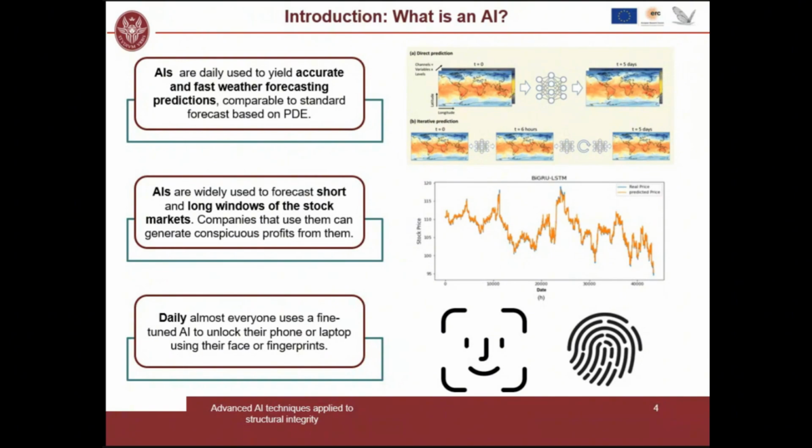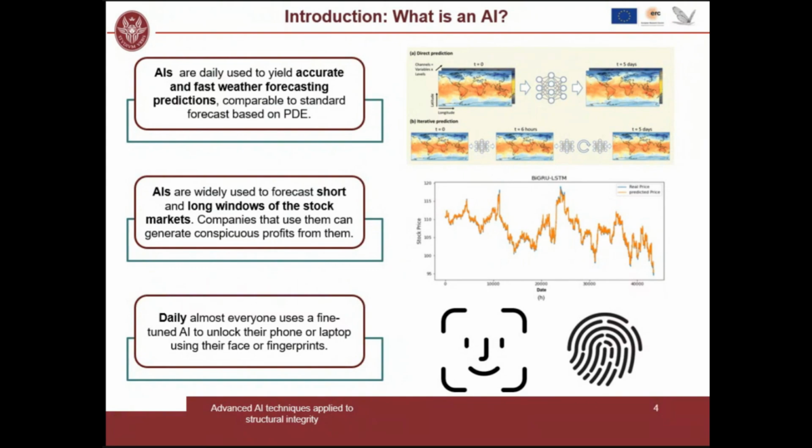Another application that AIs are used for nowadays is the prediction of stock market values. I know some friends that work on that, and this is a real application. A lot of people just jumped into AI to do that because this can generate revenue: you predict the stock market and you can exploit that prediction.